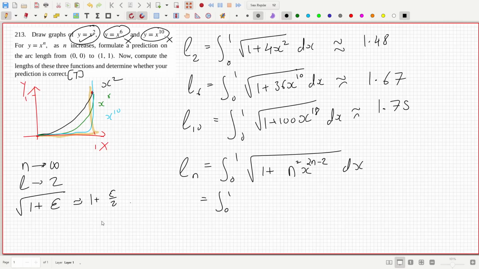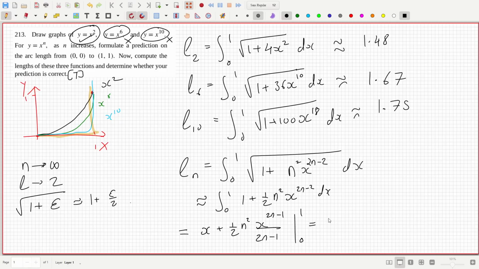Root 1.01, yeah, is 1.0049, which is 1.005. Yeah, that's right. So as an approximation, you could say that this is roughly equal to the integral of 1 plus a half n squared x^(2n minus 2) dx. So when you integrate that, that would be x plus a half n squared, increase the power by 1, divide by the new power, between 0 and 1.